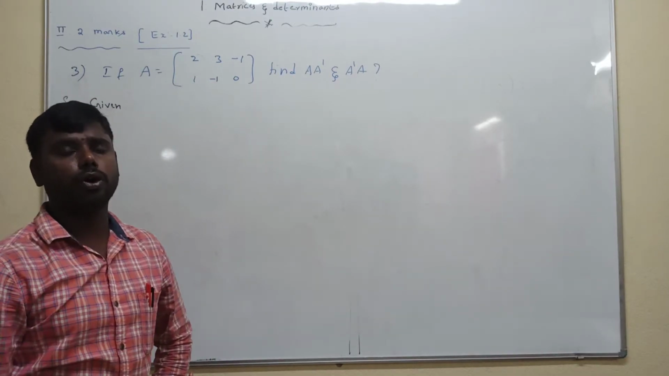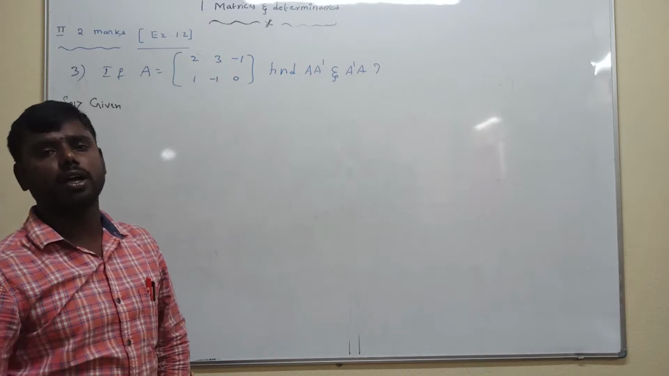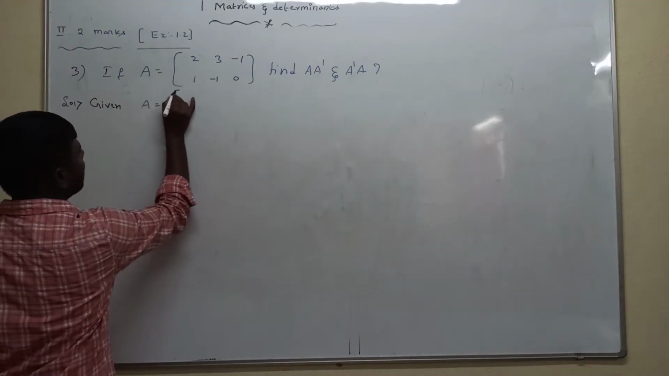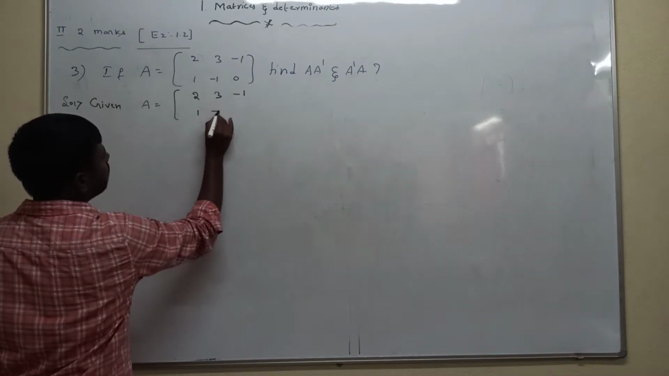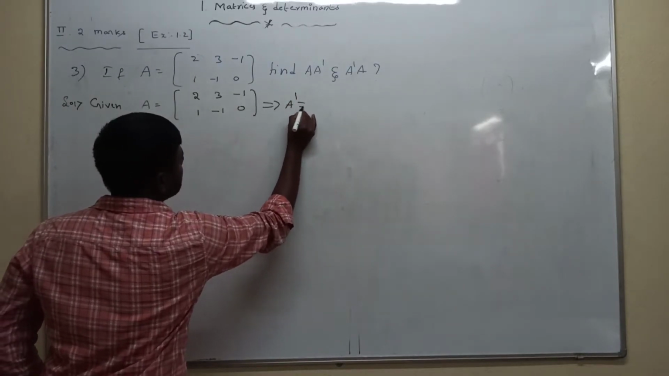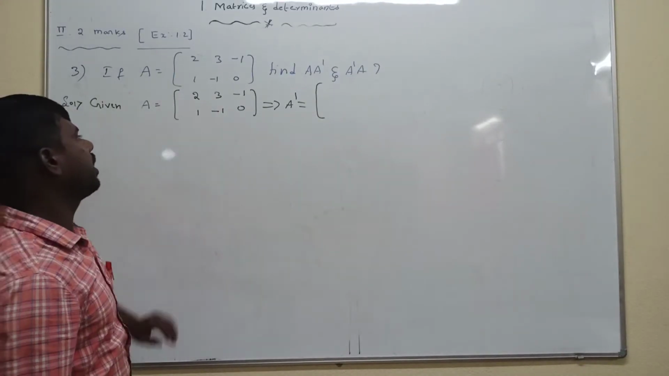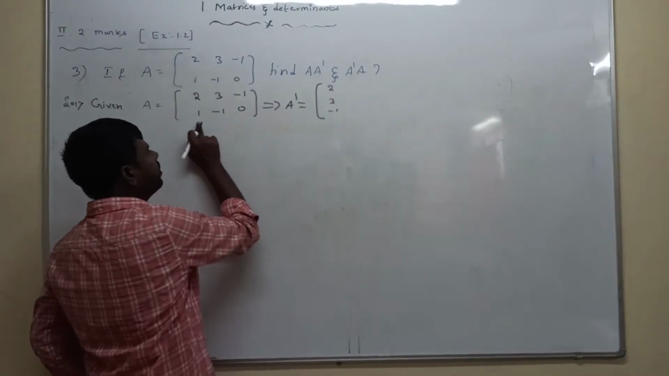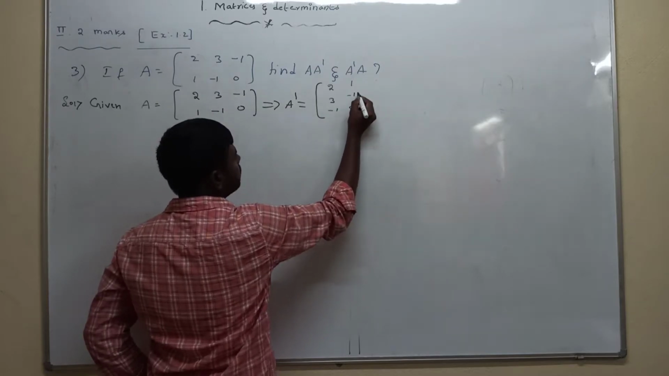You know how to find the transpose of A matrix, which means interchanging the rows and columns. So now we are going to the solution. Given capital A is equal to 2, 3, minus 1, 1, minus 1, 0. Next we have to write the transpose of A matrix by interchanging rows and columns. The first row is replaced with the first column: 2, 1. The second row is replaced with the second column: 3, minus 1. Third: minus 1, 0.